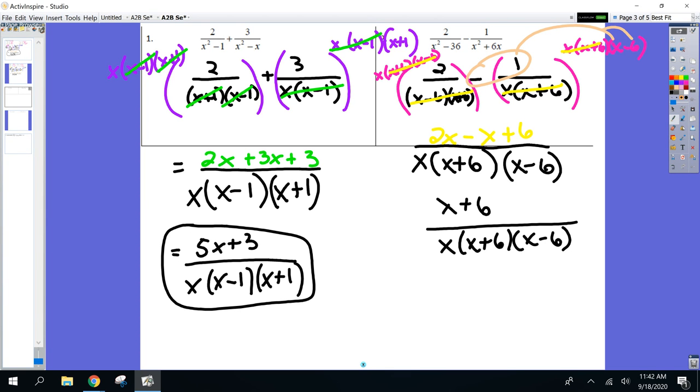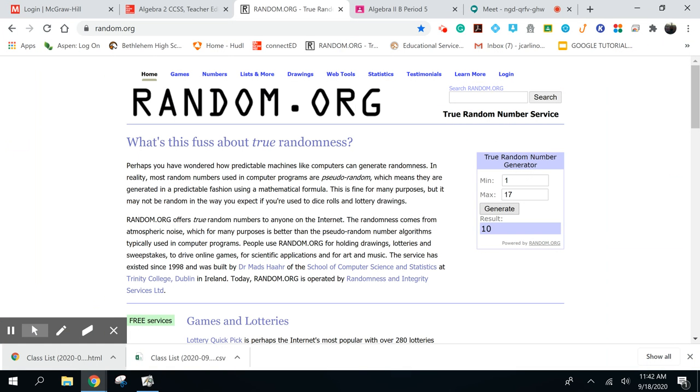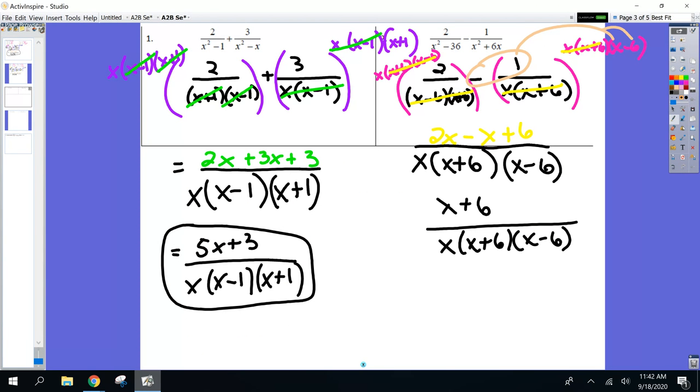Okay, my last question is, box it in or keep going? Caroline, box it in or keep going? Just keep it. You sure? Okay, let me ask you this, Caroline. Is there anything to factor? No, you're right. So then I say, could I cross anything out? I don't think so. What's on top? Well, I guess the x plus 6. Yeah, why not?